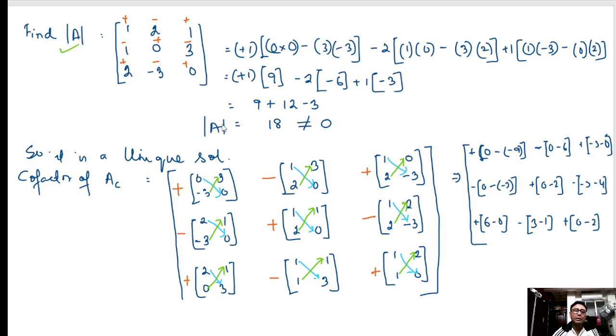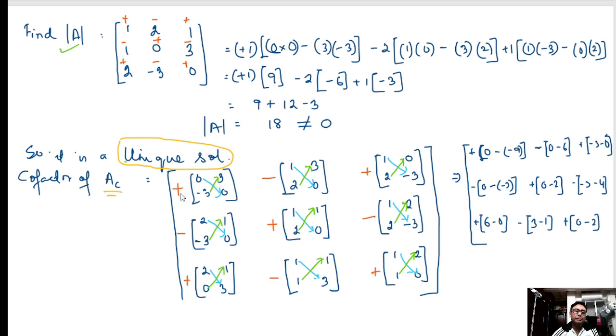we find the mod. So it is coming 18, which is not equal to 0, and if it is not equal to 0, already I have discussed, it is a unique solution. If it is not equal to 0, it is a unique solution. Please note it. Now we have to find the cofactor of A.